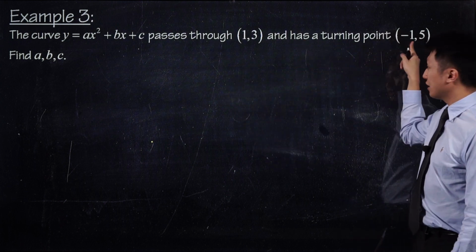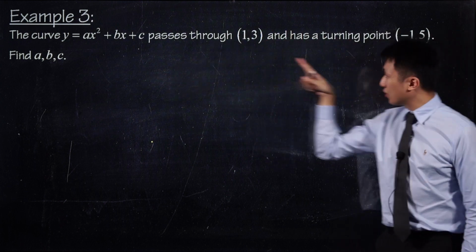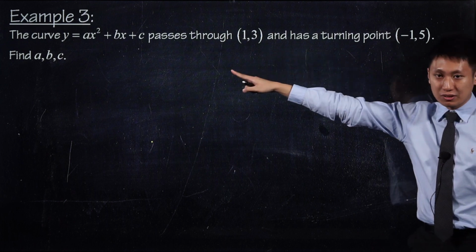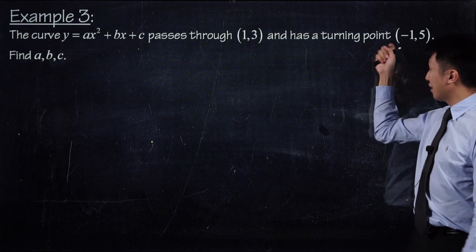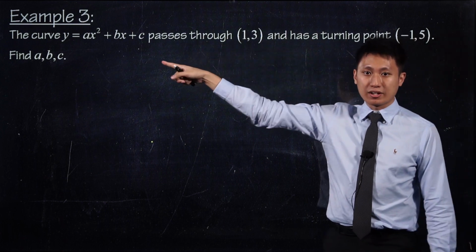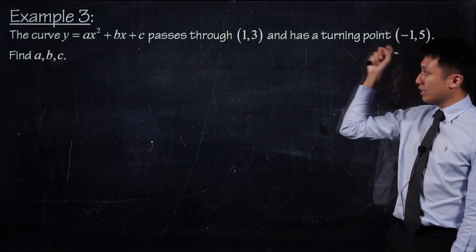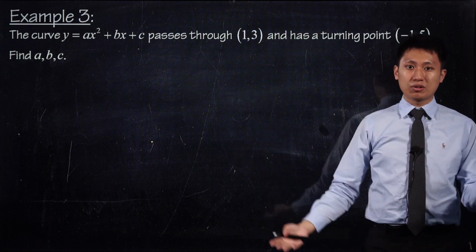And it has a turning point, this one means you differentiate. You must set it to be equal to 0. Then x must be equal to -1. Okay, last one. The turning point is also a point on the curve. So sub this coordinate into that. Left has to be equal to right.